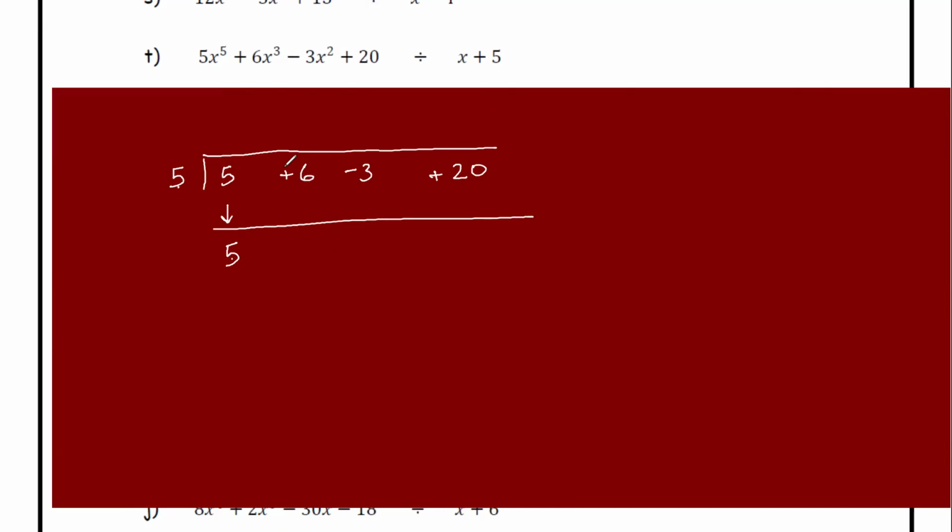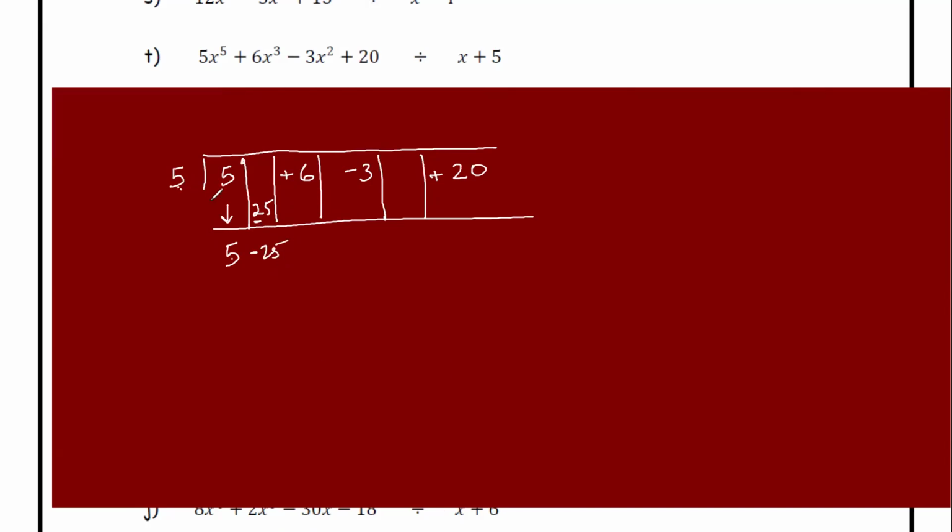So remember, while doing the synthetic division, bifurcate it like this, correct? So you know there is a visual gap, okay? So 5 times 5 is 25, so 25 comes here, correct? Change the sign, and you got negative 25 down.